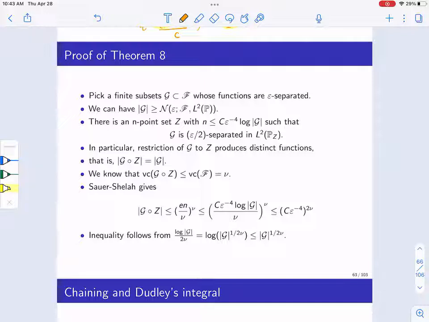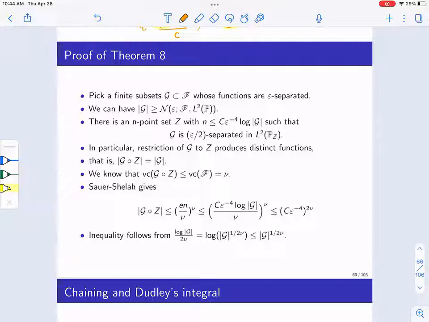So maximal packing, the cardinality is bigger. So pick a maximal packing, which is an epsilon separated set of functions. I am guaranteed that the cardinality is at least this much. Then there is an endpoint set Z with cardinality less than this, such that these functions are epsilon separated in L2(P_Z). That's the lemma that we showed.